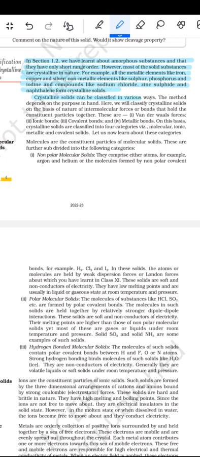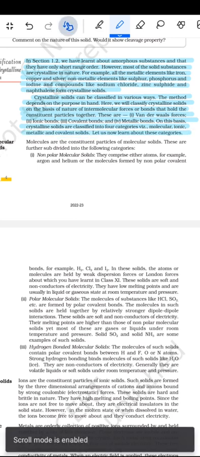Crystalline solids can be classified in various ways. The method depends on the purpose in hand. Here we will classify the crystalline solids on the basis of the nature of the intermolecular forces or the bonds that hold the constituent particles together. These are the van der Waals forces, ionic bonds, covalent bonds, and metallic bonds. On this basis, the crystalline solids are classified into four categories, namely molecular, ionic, metallic, and covalent solids. Let us learn about these categories.